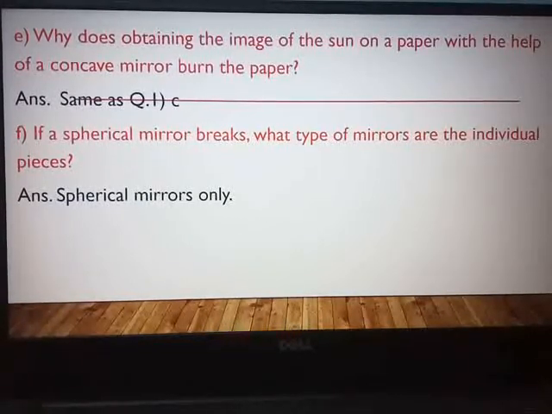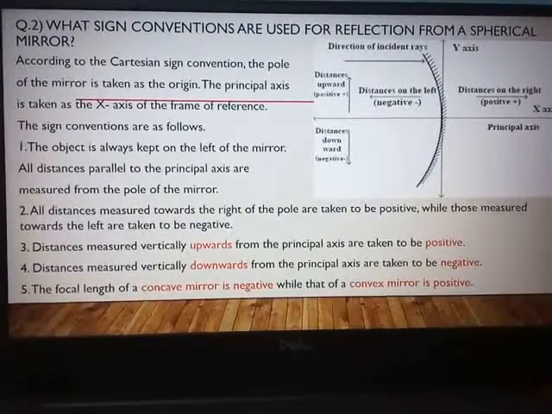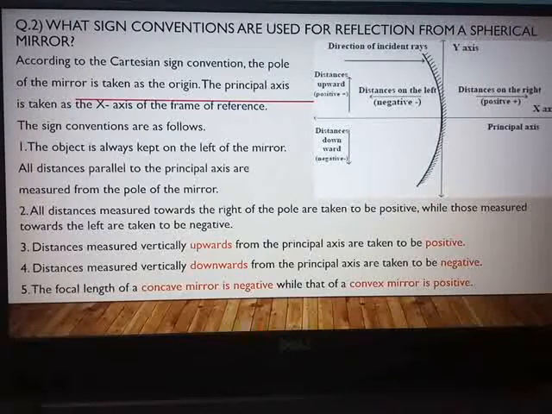Now we start with question number 2. What sign conventions are used for reflection from a spherical mirror? All of you go to page number 125. Center of the page, the orange block, the entire orange block is your answer. This representative diagram you have to draw.